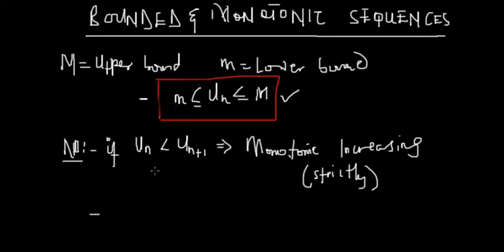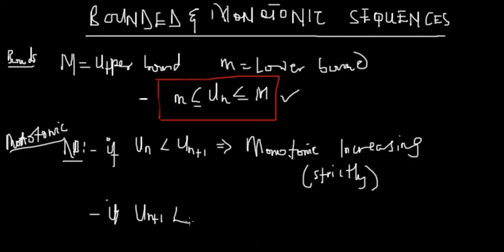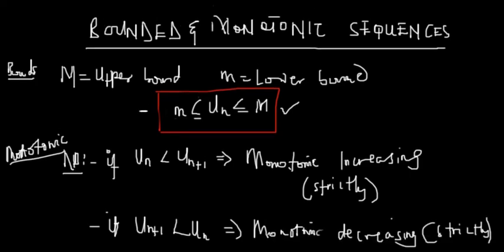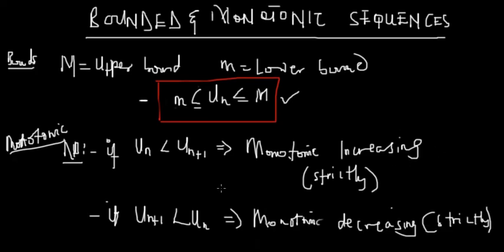Now the second point, still under monotonic. So this was under bounds, and now we are treating monotonic. If un is less than un plus 1, it is increasing. Now let's say un plus 1 is rather less than un. Your guess might be right: this is monotonic decreasing.